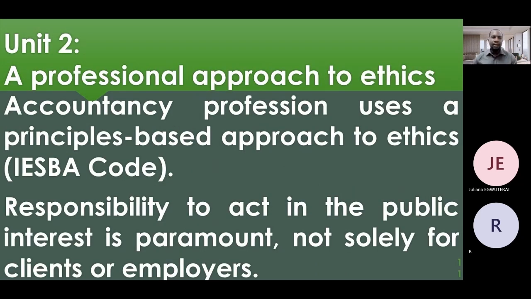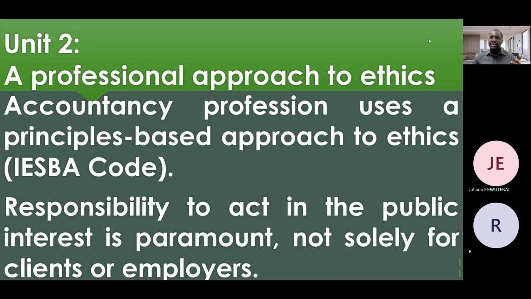Let's move into the course very, very intricately and very fast. We're looking at a professional approach to ethics in Unit 2. The accountancy profession generally speaks to a principle-based approach, especially within our jurisdiction, which is UK-based and IFRS-based, and we have the International Ethics Standards Board for Accountants Code. It was promulgated by IFAC. This code is a document that speaks to our responsibility to act in the public interest as paramount, not solely for our clients or employers.